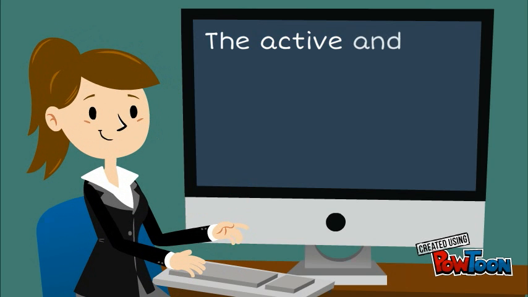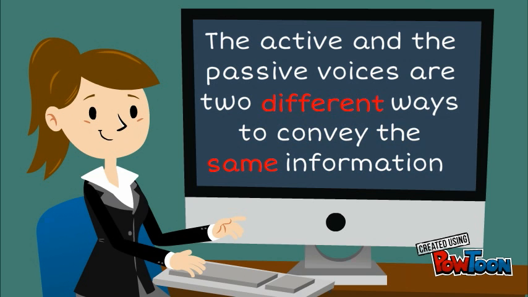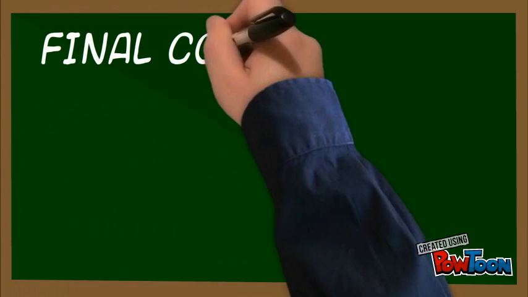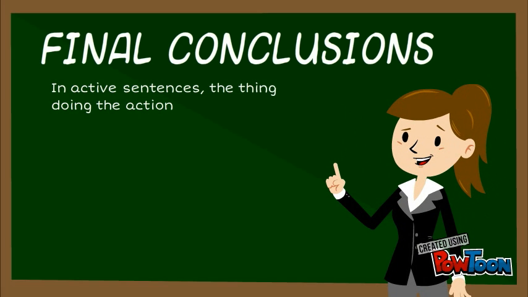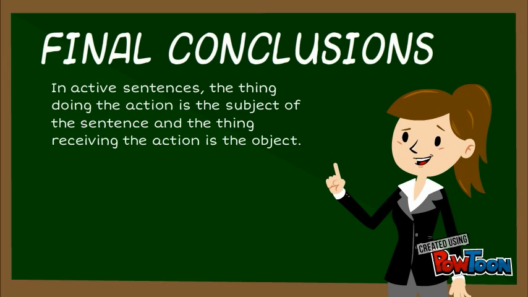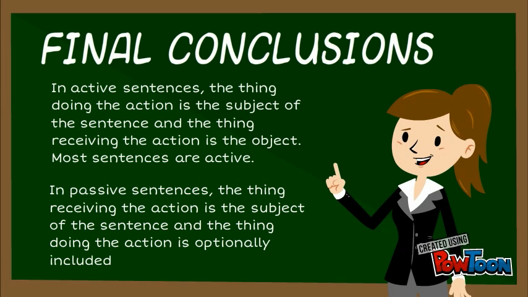The active and the passive voices are two different ways to convey the same information. In active sentences, the thing doing the action is the subject of the sentence and the thing receiving the action is the object. In passive sentences, the thing receiving the action is the subject of the sentence, and the thing doing the action is optionally included at the end.